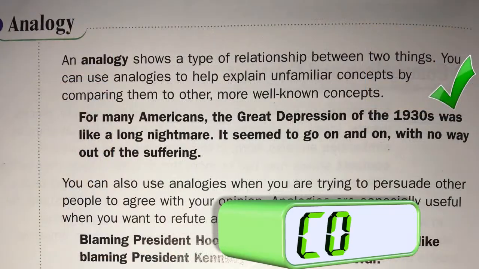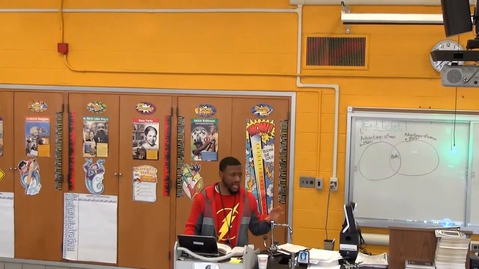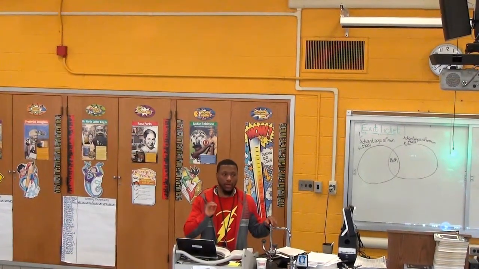An analogy shows the type of relationship between two things. Usually we use an analogy when someone doesn't understand in our own literal, logical language what we're talking about. We have to put it in layman's terms for them. We have to break it down or maybe even dumb it down so they understand what it is that we're talking about, because they just don't get the point when we're trying to explain it to them literally and logically.